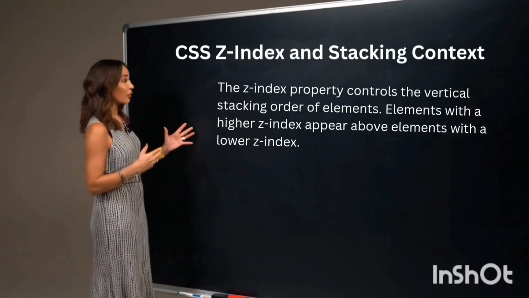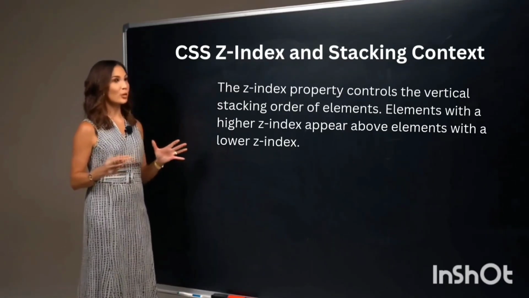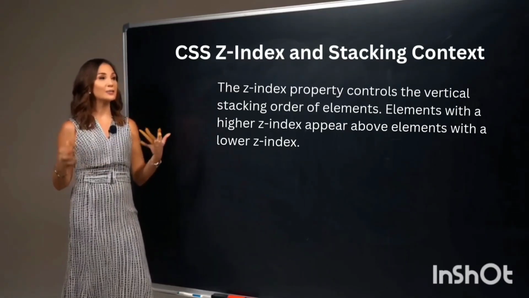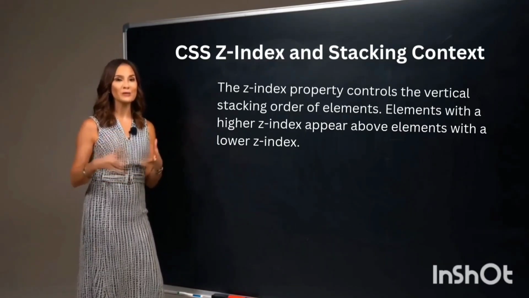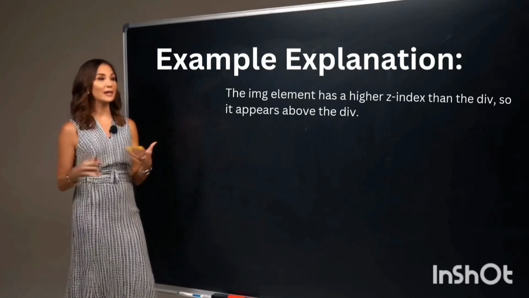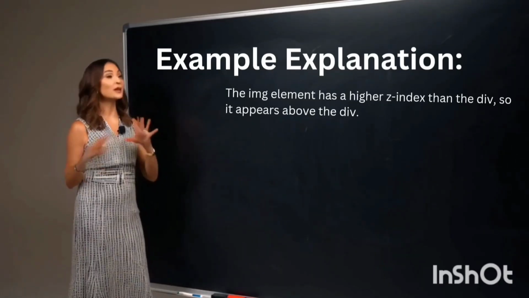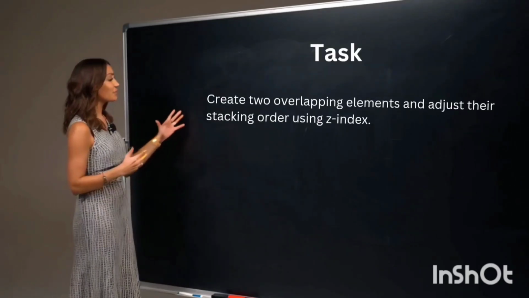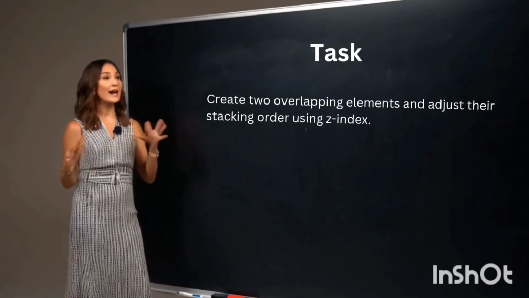CSS z-index and stacking context. The z-index property controls the vertical stacking order of elements. Elements with a higher z-index appear above elements with a lower z-index. Example, explanation. The img element has a higher z-index than the div, so it appears above the div. Create two overlapping elements and adjust their stacking order using z-index.